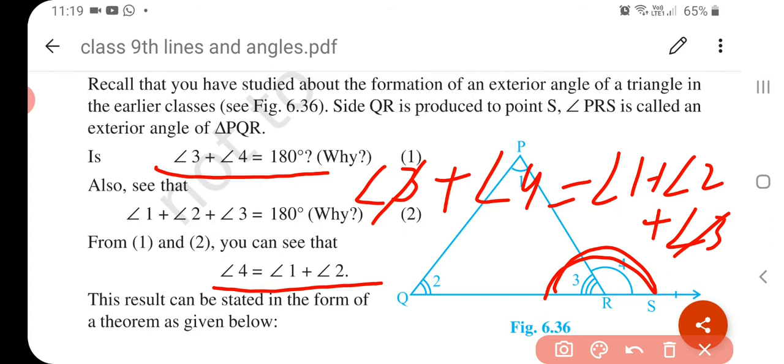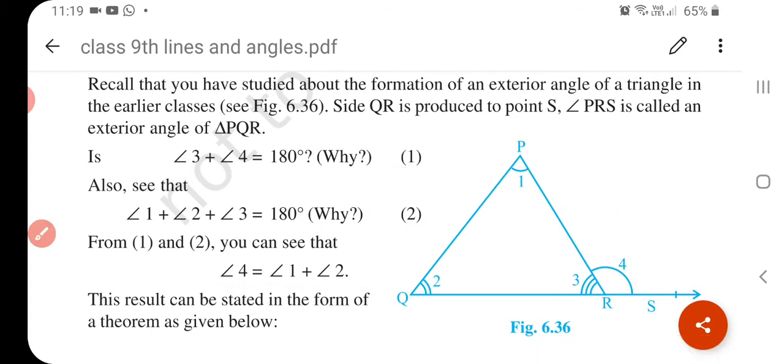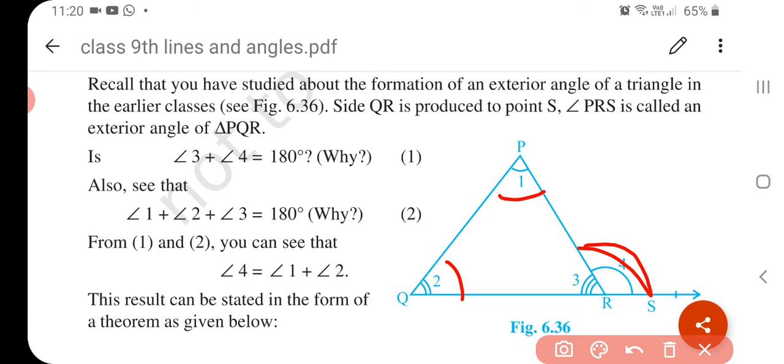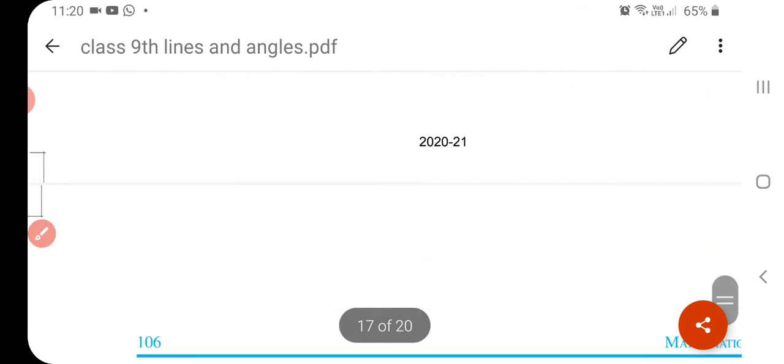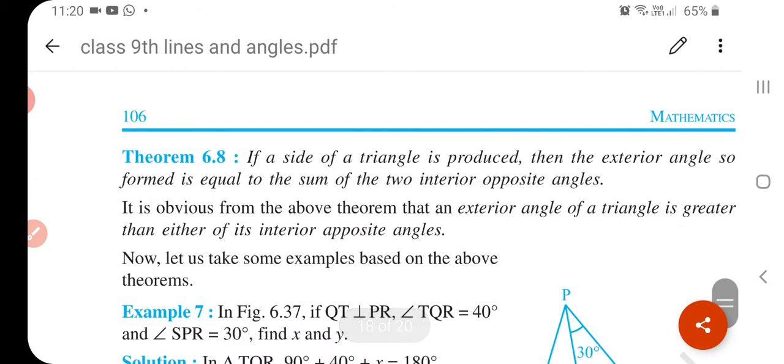So what do we conclude? If a side of a triangle is produced, then the exterior angle so formed is equal to the sum of its two interior opposite angles. Exterior angle, meaning angle 4, is equal to the sum of angle 1 and angle 2. Understand? This is your theorem 6.8. So these are your two theorems.